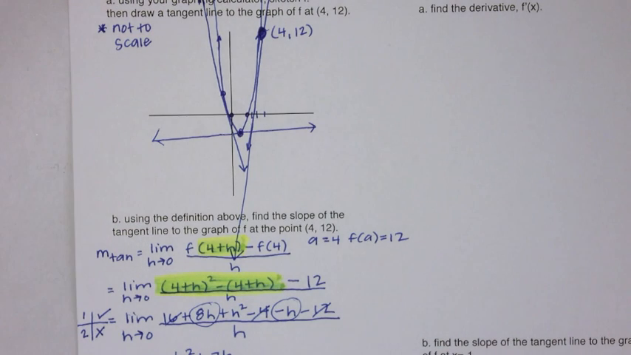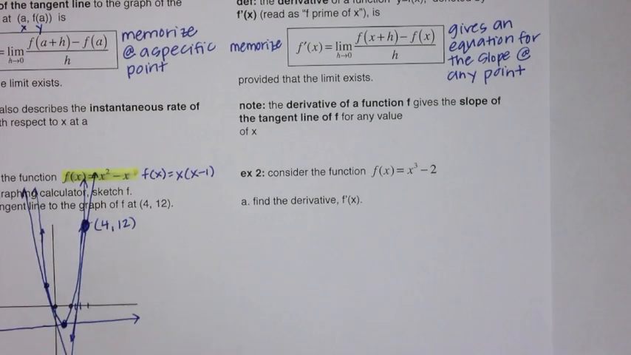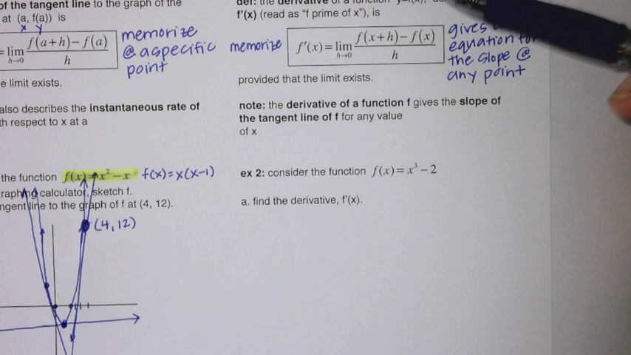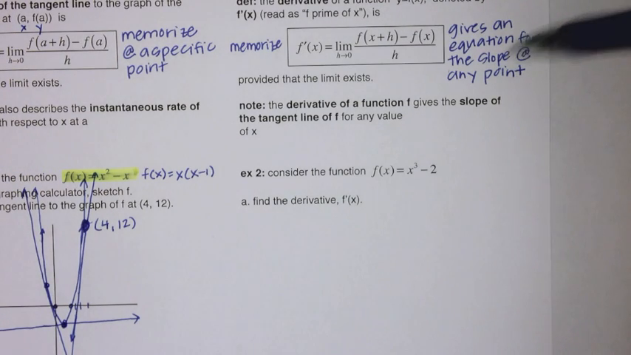Well, of course the mathematician was like, hey, there's got to be a shortcut where I can just find the slope using a formula. Enter the derivative. So again, this is read as f prime of x, and it gives the equation for the slope at any point. It's the slope of that tangent line.